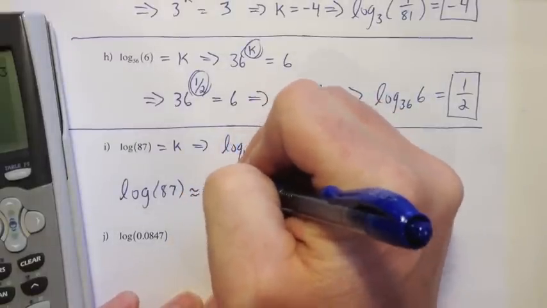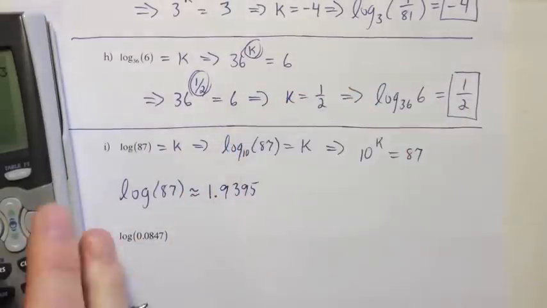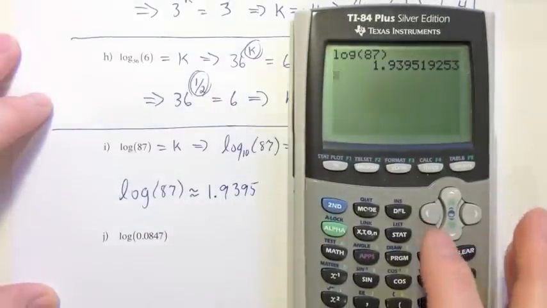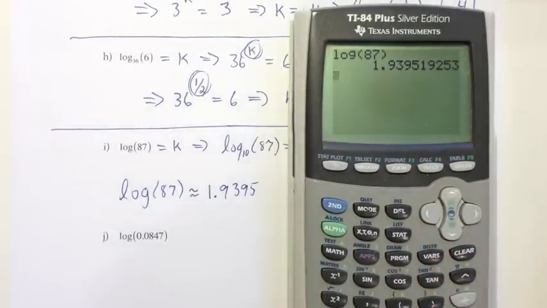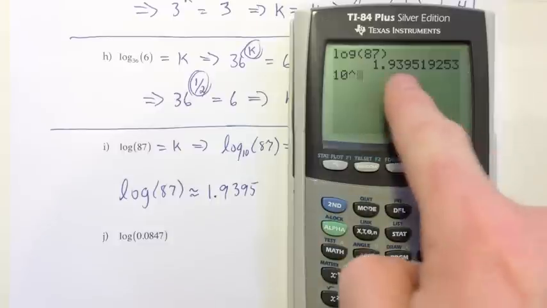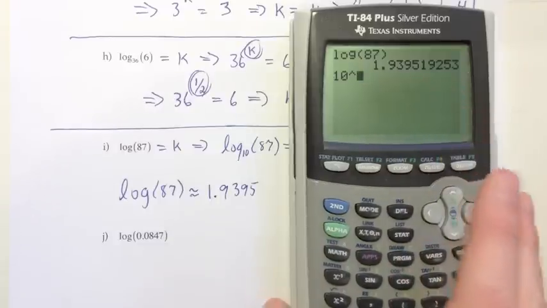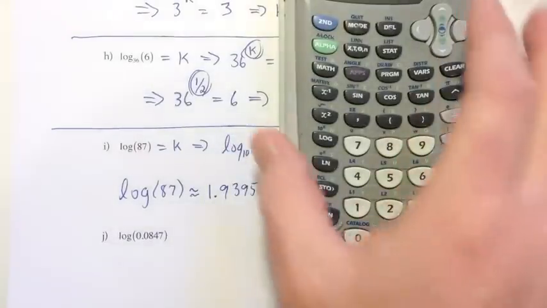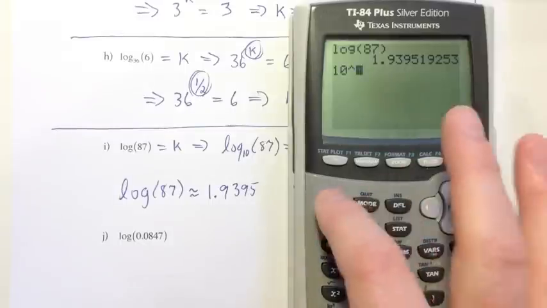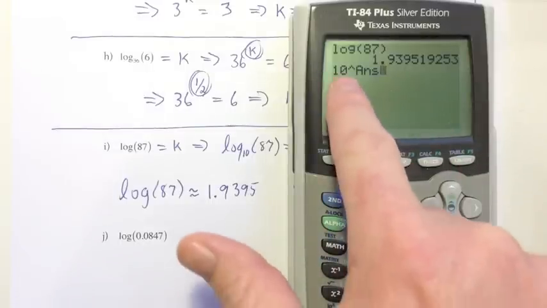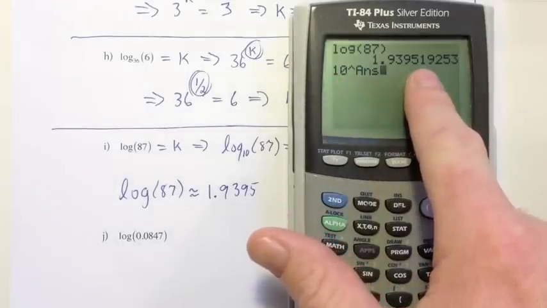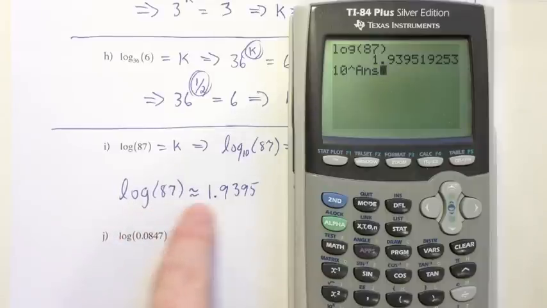1.9395. And then let me show you something that's kind of interesting in terms of logs being an exponent. This is supposed to be the exponent that, if I put it on the base, I would get 87. So if I take 10 and raise it to this power, I'm supposed to get 87. One of the tricks on the calculator: above the negative key it says ANS. That's your most recent answer. So if I hit second and then that ANS, that's taking 10 and raising it to this power. According to this, if you take 10 and raise it to that power, you should get 87. And we do that and it does check.